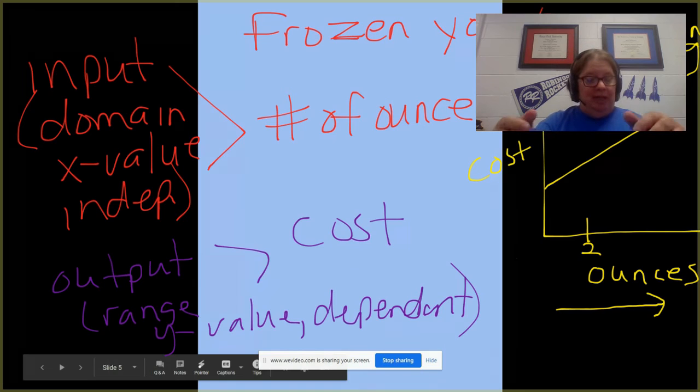What are other words? Domain we talked about, range we talked about. X-intercept, y-intercept, we'll talk about, I won't say we'll talk about that later. X-intercept and y-intercept. The x-intercept is where the y is 0. So when would it cost 0? When you have 0 ounces, you have 0 cost, right? So your x-intercept could be 0, your y-intercept could be 0.